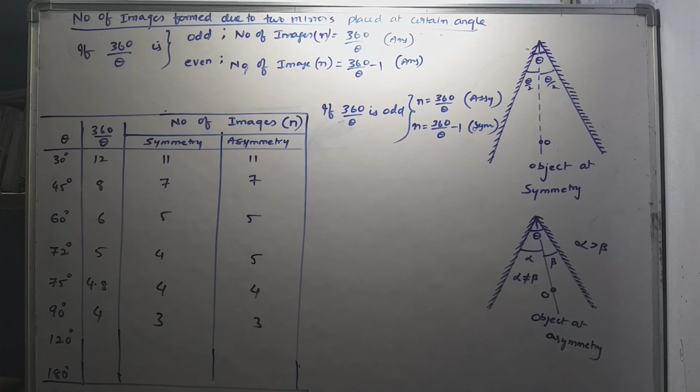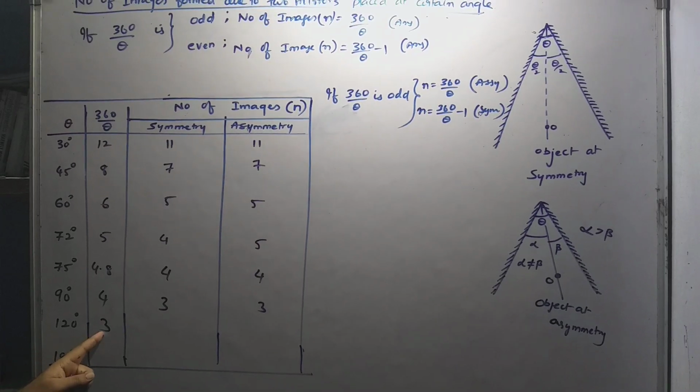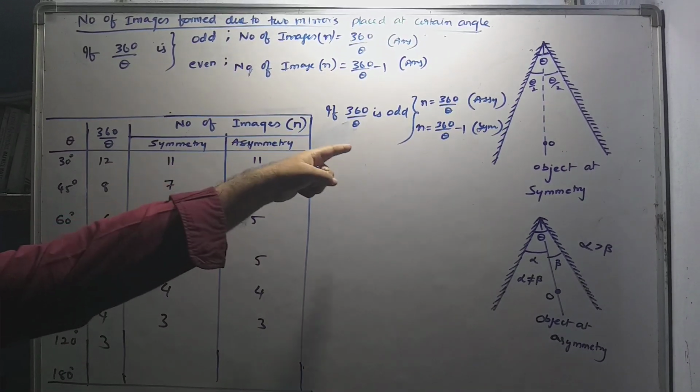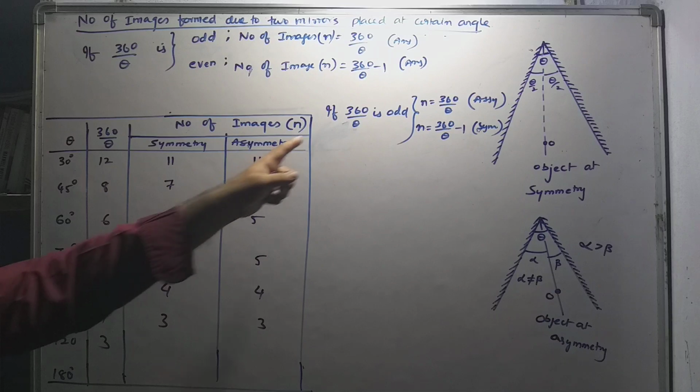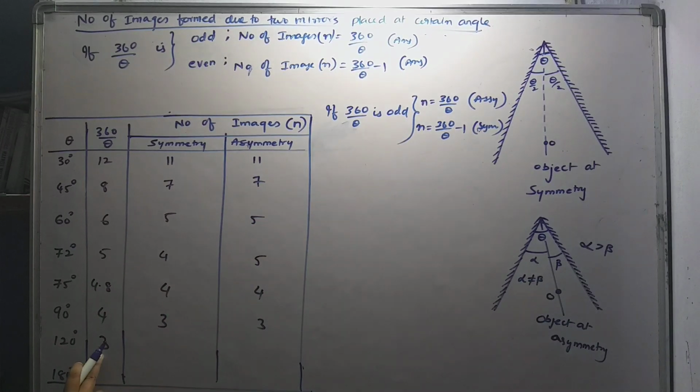Now we shall discuss 120 degrees. When you divide 360 by 120, what are you going to get? Again you are getting 3. As you are getting 3 here, the subconditions will prevail again, that is, 360 by theta is going to be odd. If it is odd, what happens for symmetry and what happens for asymmetry? Asymmetry means directly this is the answer, so I can write 3. Again for symmetry, it is going to be 2.